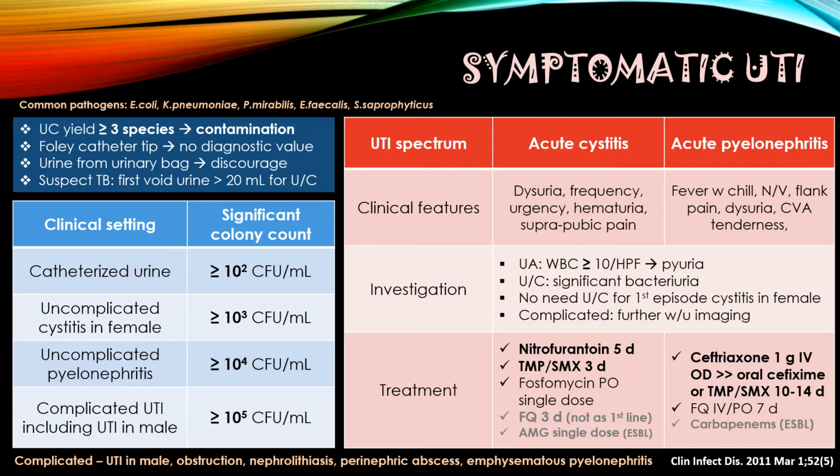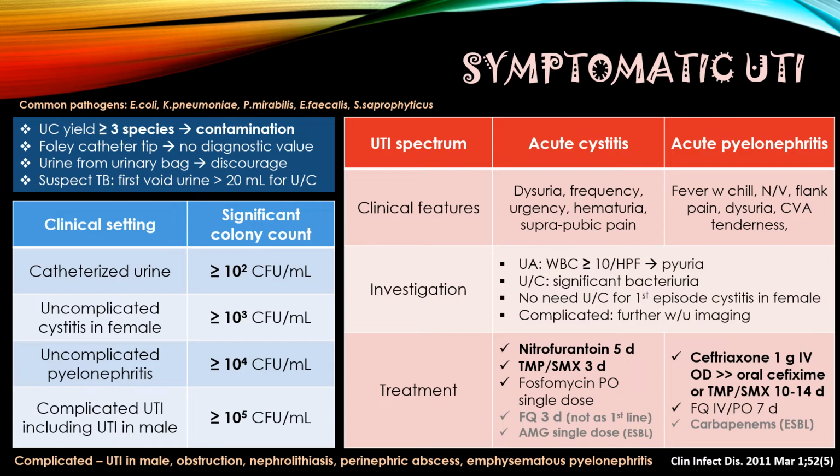of maybe only 3,000, it's okay to say it caused the UTI, okay? Because for cystitis the threshold is only 1,000. And for complicated UTI, including UTI in males, we consider more than 100,000 significant. It's similar to asymptomatic bacteriuria.